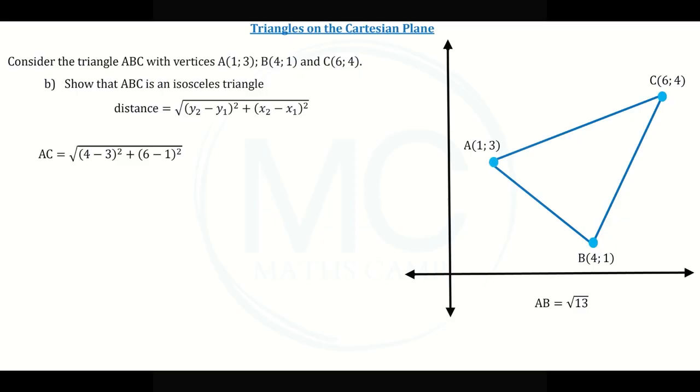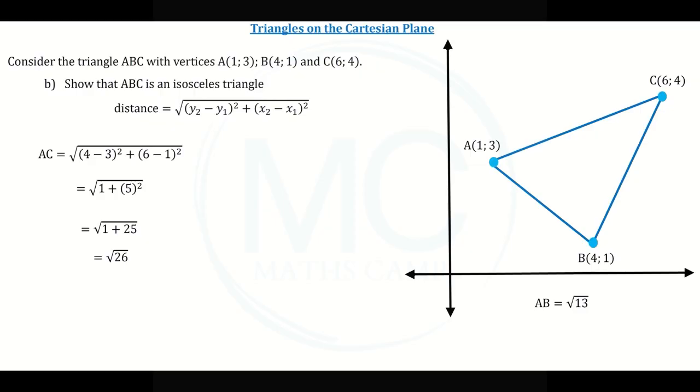Now we can simplify the values in the bracket. 4 minus 3 gives us 1, and 1 squared is simply 1, plus 6 minus 1 is 5, so we can say 5 squared, all under a square root. Now we have 1 plus 5 squared, which is 25, under a square root. And finally, 1 plus 25 is 26. We put this under a root as well. Now, side AC does not have the same length as side AB.